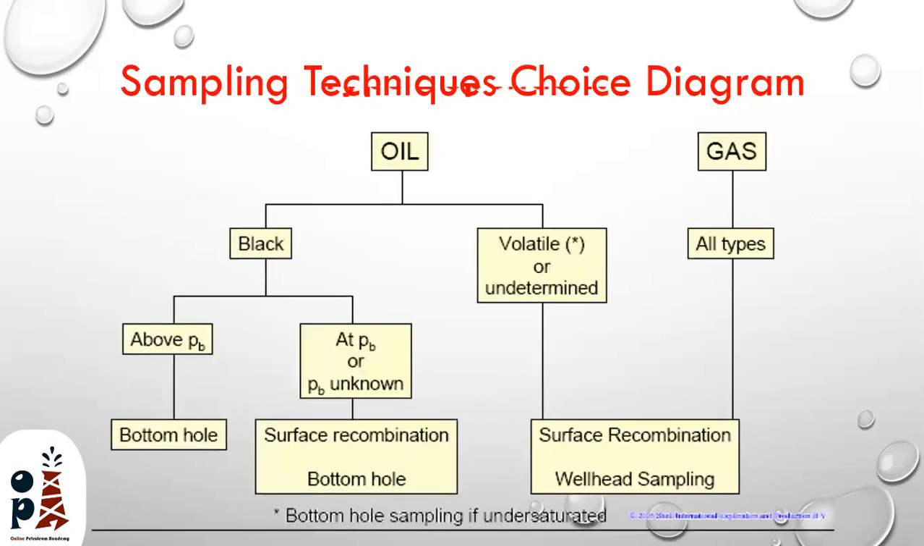This diagram can lead us into our sampling process, to use either bottom hole sampling or surface sampling. For a black oil reservoir, when we know that the reservoir pressure is above the bubble point, we use bottom hole sampling. When the reservoir pressure is at or below the bubble point, we can use the surface recombination sampling technique. For volatile oil, we use surface recombination, which is also used for all types of gas reservoirs.